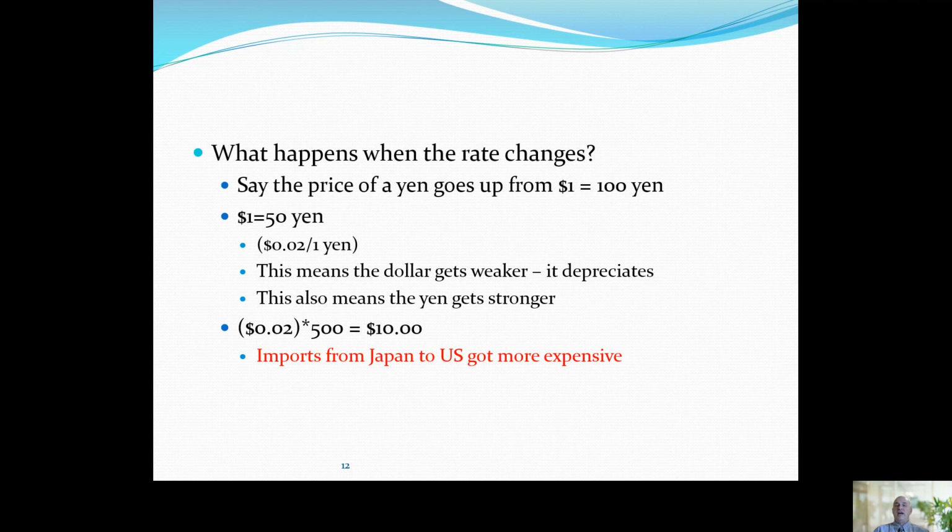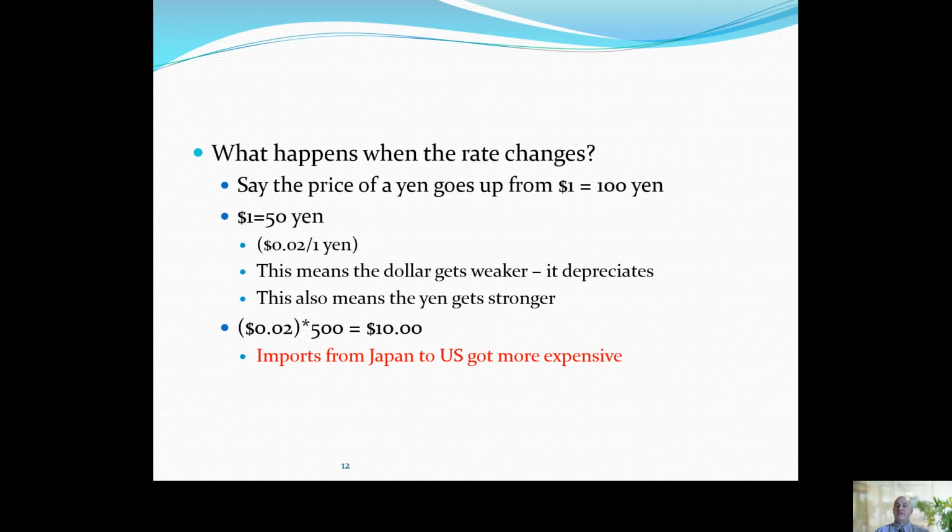So in Japan, you used to only get a penny with your yen. Now you get 2 cents with your yen. We used to get 100 yen for our dollar. Now we only get 50 yen for our dollar. So the dollar got weaker, it depreciated in value, and the yen got stronger, it appreciated in value.